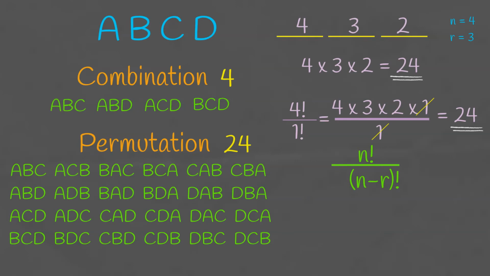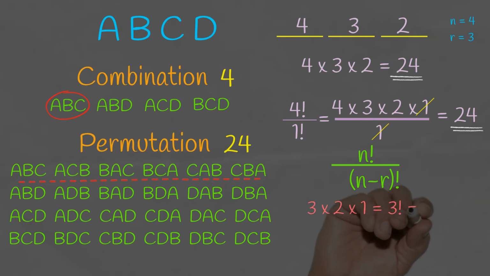But what about combinations? How do we work those out? Well, if we take the first combination here, ABC, we can see that there are 6 different permutations for that, because that's the same as effectively saying we have 3 letters and we want to choose 3. So we have 3 ways to choose the first letter, 2 ways to choose the second letter and 1 way to choose the third letter, which is the same as 3 times 2 times 1 or 3 factorial.